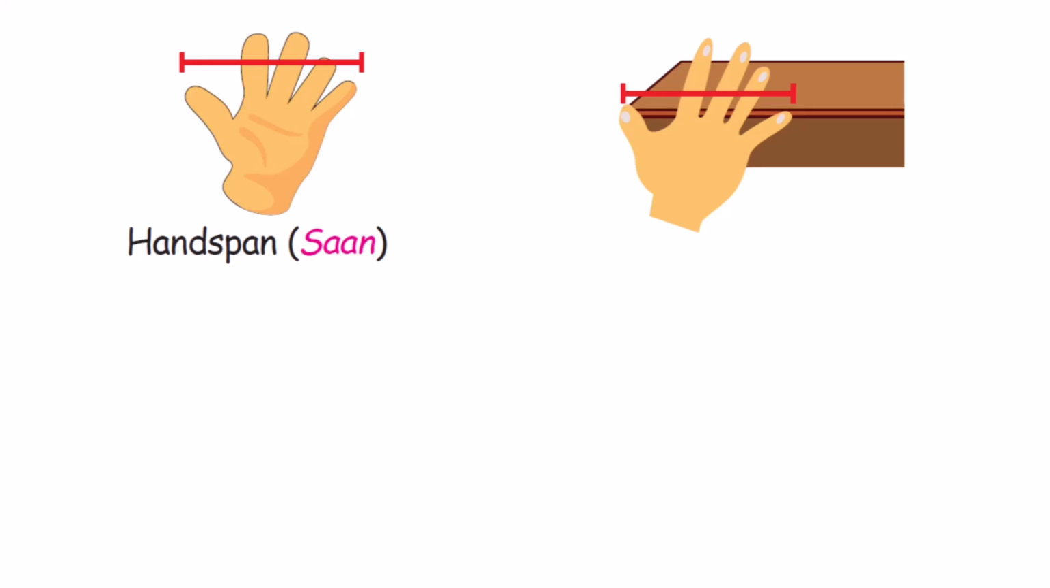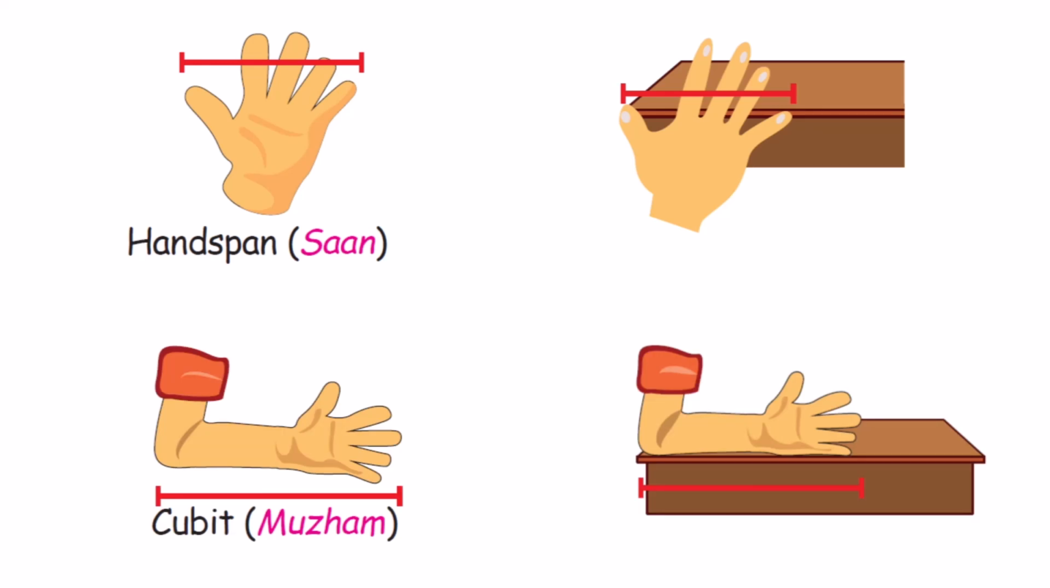Next one is cubit. What is cubit? The distance between the elbow and the tip of the middle finger. Red line is drawn from the elbow to the tip of the middle finger. That is cubit. In Tamil, we say cubit as muram. The length of the table is measured using cubit.